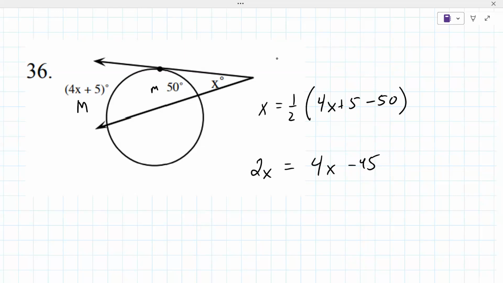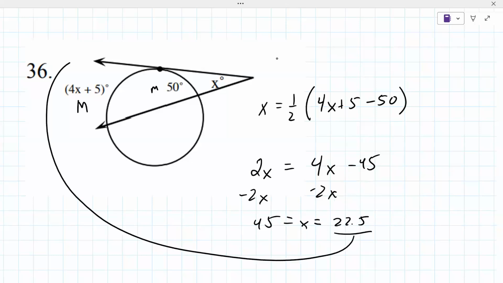All right, we're able to solve this for X. Okay, what did you come up with? I got 22.5. Okay, so now that has to go back into this equation right here to solve for big M. So I plug in 22.5 into X. Yes. So does M equal 105? Yes.